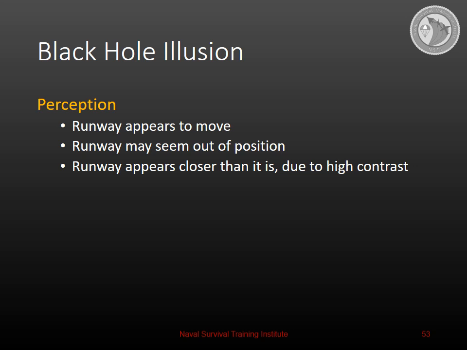A lot of times it'll appear that the runway is closer than it is. I could still be very far away from that runway, but because that's the only light in this sea of black, the contrast is pretty high, which normally means that I'm close to that light source. So this can also cause distance estimation issues. So I feel like I'm close. I feel like I should be coming down now because I'm about to land, when I'm really not that close, and now I'm descending below glide slope.